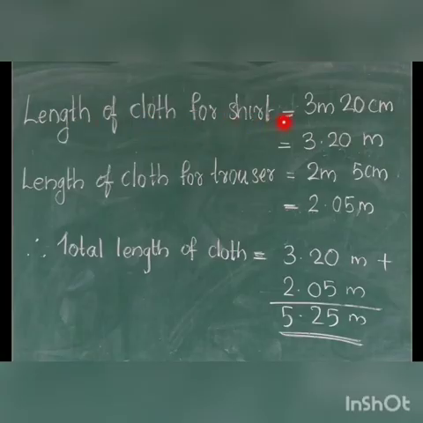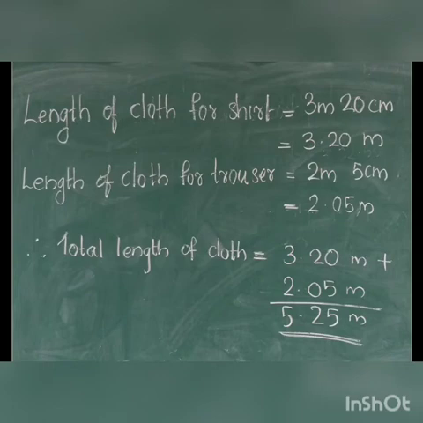Now the length of shirt and length of trousers you got. Now what is the total length of cloth? Adding the two, 3.20 meter plus 2.05 meter, what do you get? 5.25 meter. So the total length of the cloth is 5.25 meter.